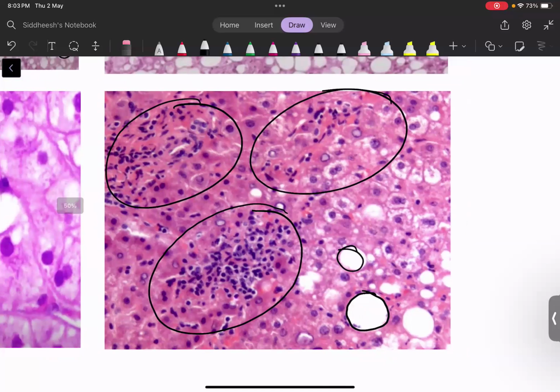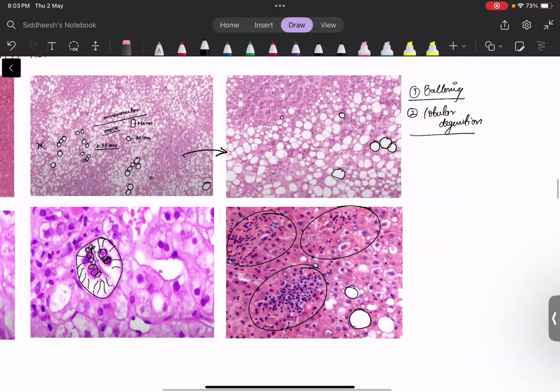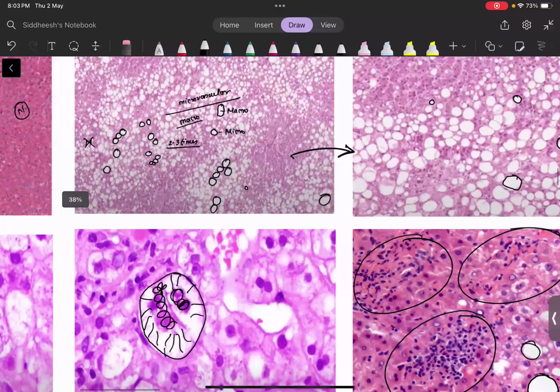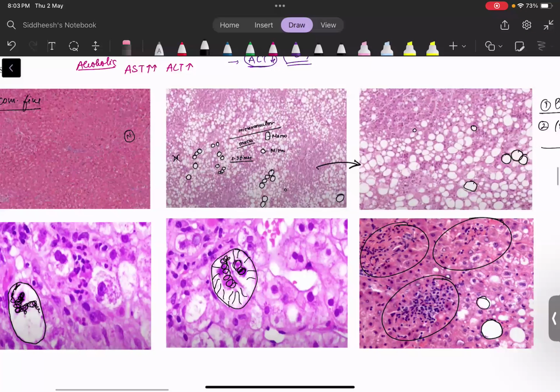I hope this part is clear now. If you want, you can take the image screenshot as well. Once inflammation happens, more inflammation is going to happen, so it will damage your liver cells.